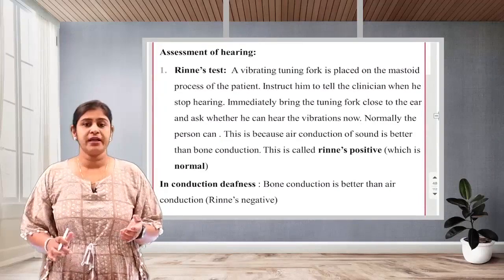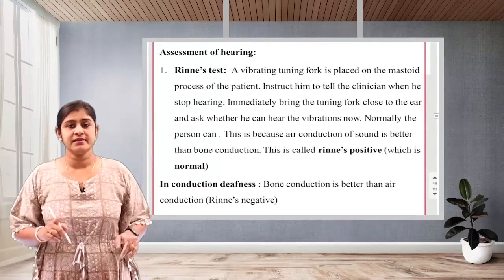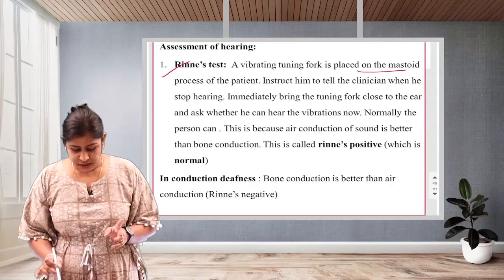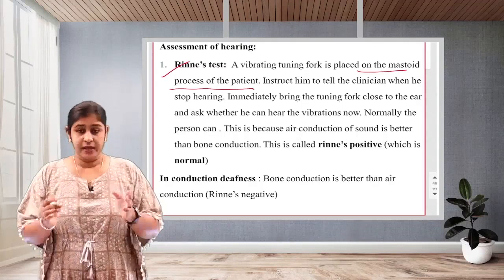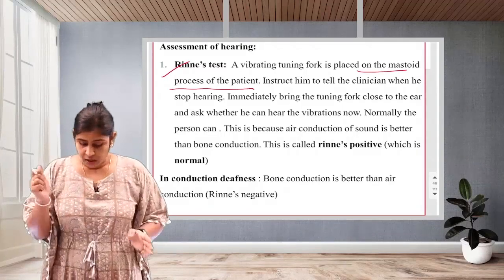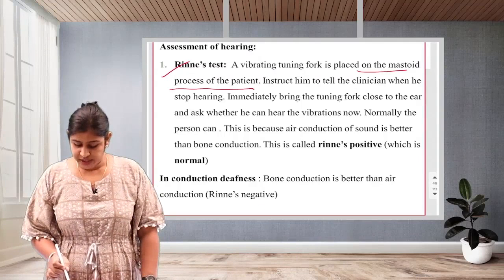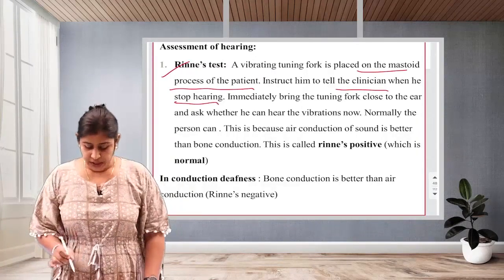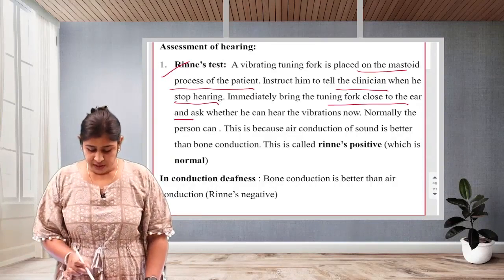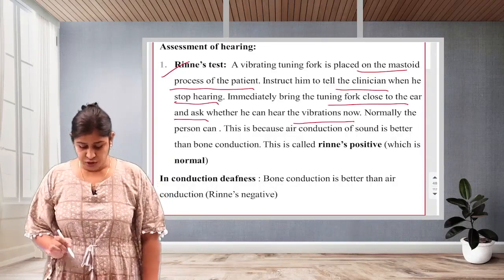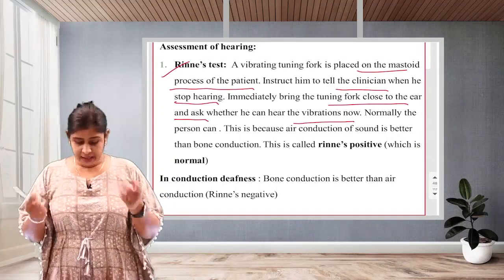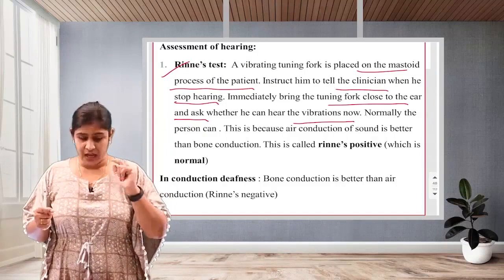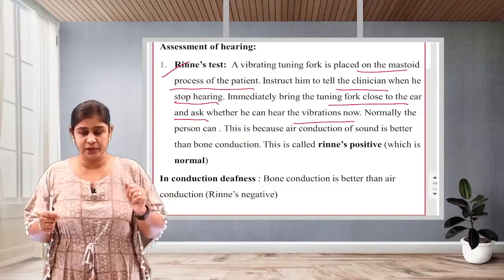Next is assessment of hearing, in which two tests are done: Rinne's test and Weber's test. In Rinne's test, a vibrating tuning fork is placed on the mastoid process of the patient, and you instruct him to tell the clinician when he stops hearing. Immediately bring the tuning fork close to the ear and ask whether the patient can hear the vibrations now.